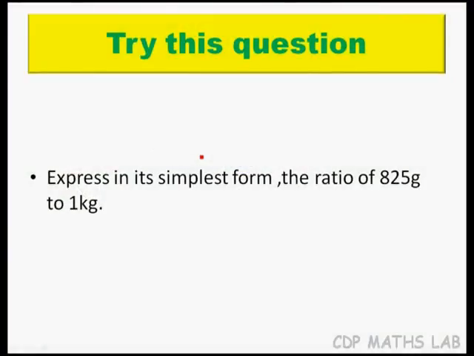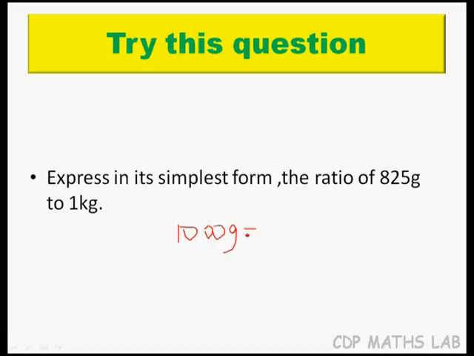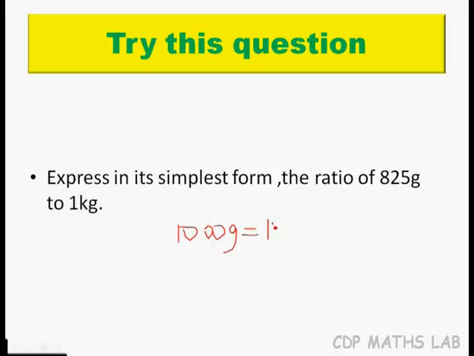Now it's time to try this question. Express in its simplest form the ratio of 825 grams to 1 kilogram. Now remember, 1,000 grams is equal to 1 kilogram.